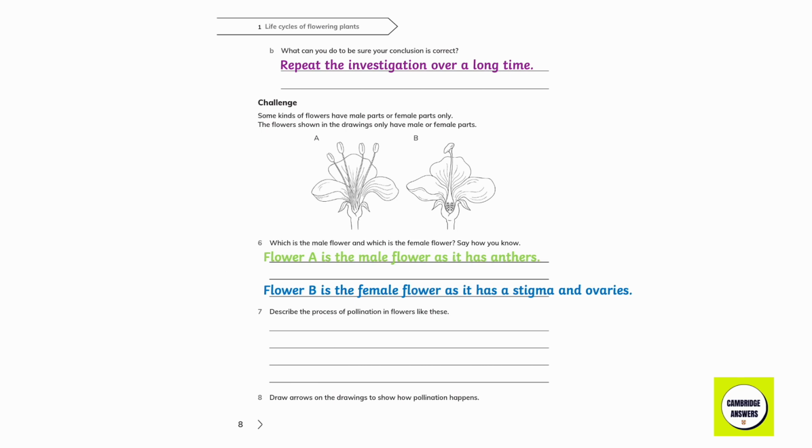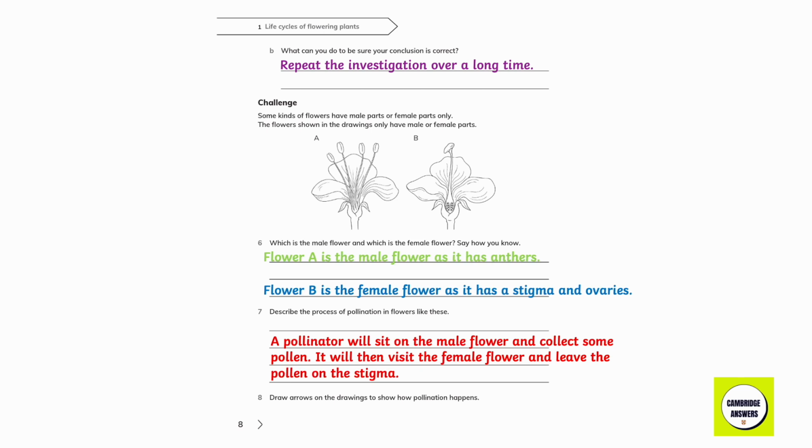Describe the process of pollination in flowers like these. A pollinator will sit on the male flower and collect some pollen. It will then visit the female flower and leave the pollen on the stigma. Draw arrows on the drawings to show how pollination happens. This is how pollination happens.